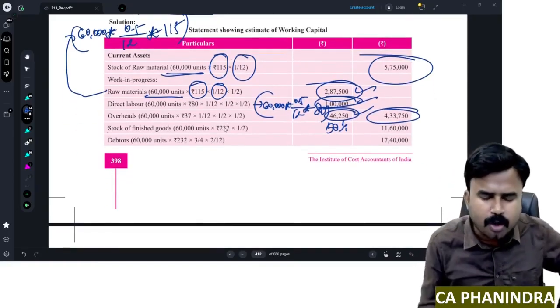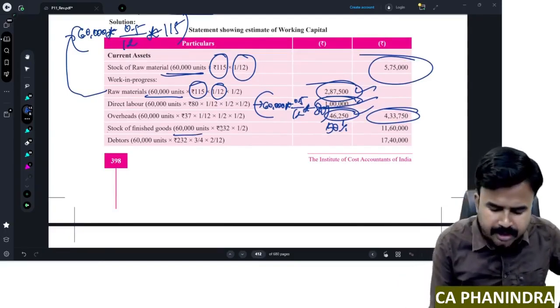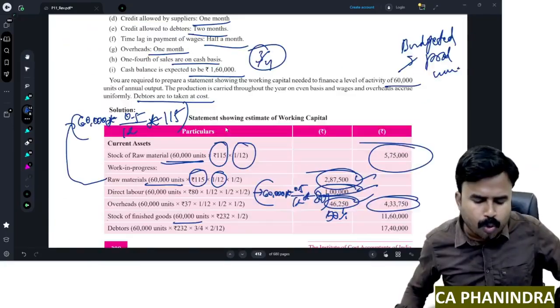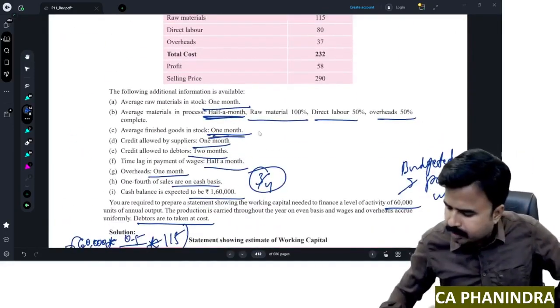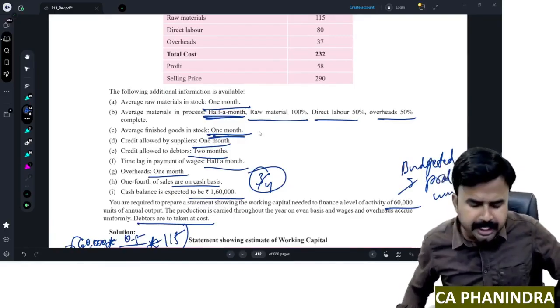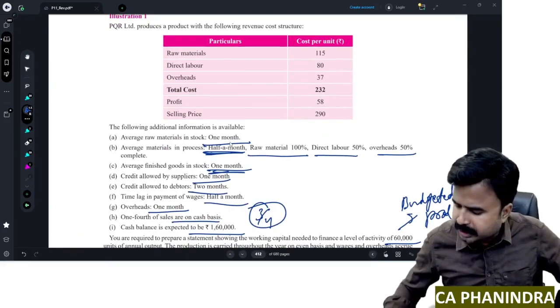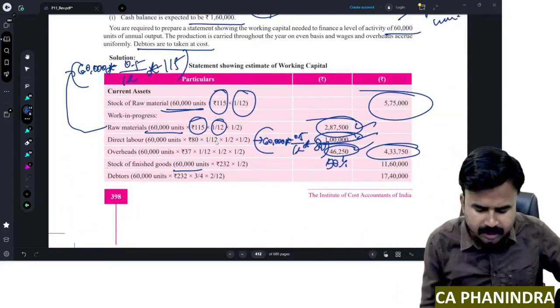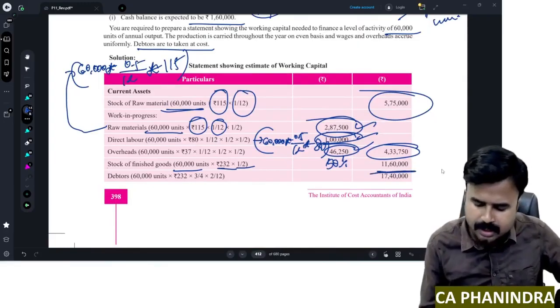Now investment in stock of finished goods, how to get it? Budgeted production units 60,000 units into finished goods holding period, that is 1 month, into 1 by 12, into total cost per unit, and that comes to 232. That's what they've taken here. Yes, I got 11,60,000.